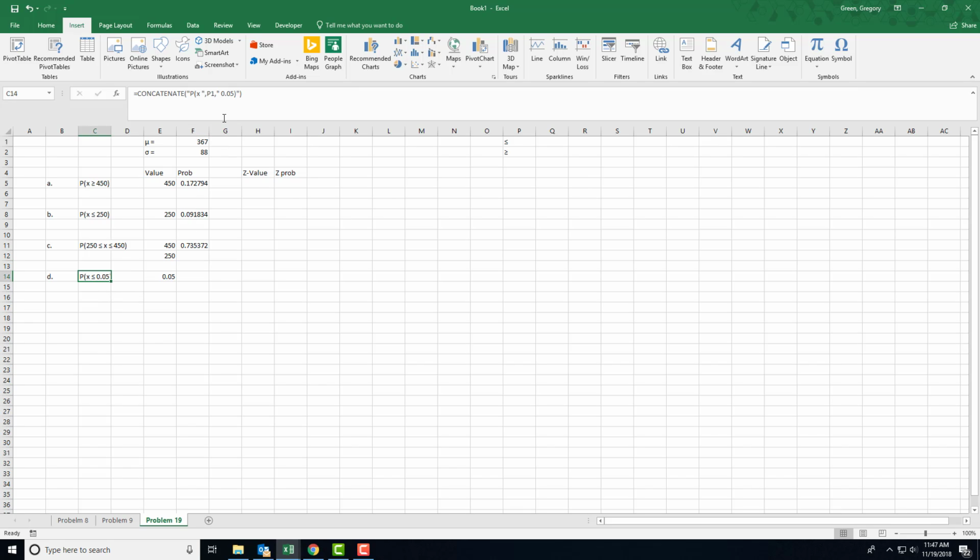In fact, I probably should even phrase this differently. I am looking for a value of my random variable which is less than or equal to... 250. Is that what it asked? Sorry, 5%.